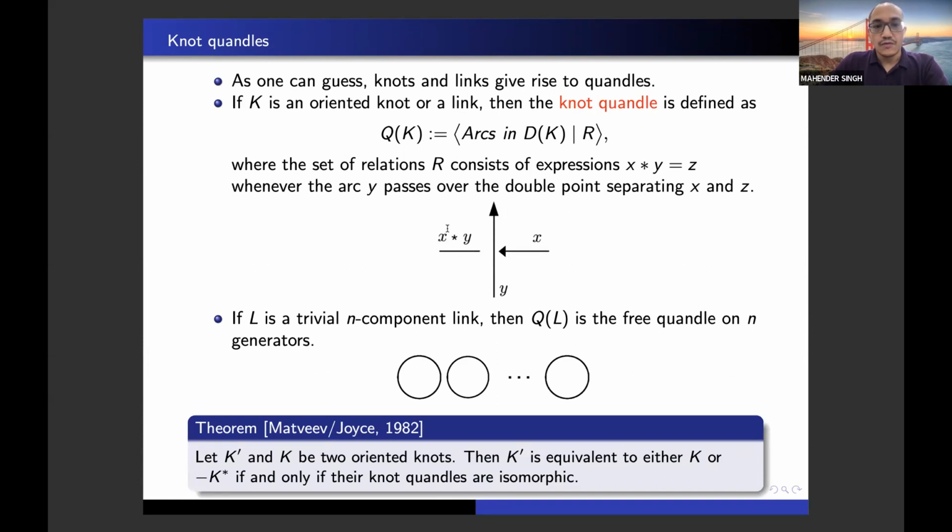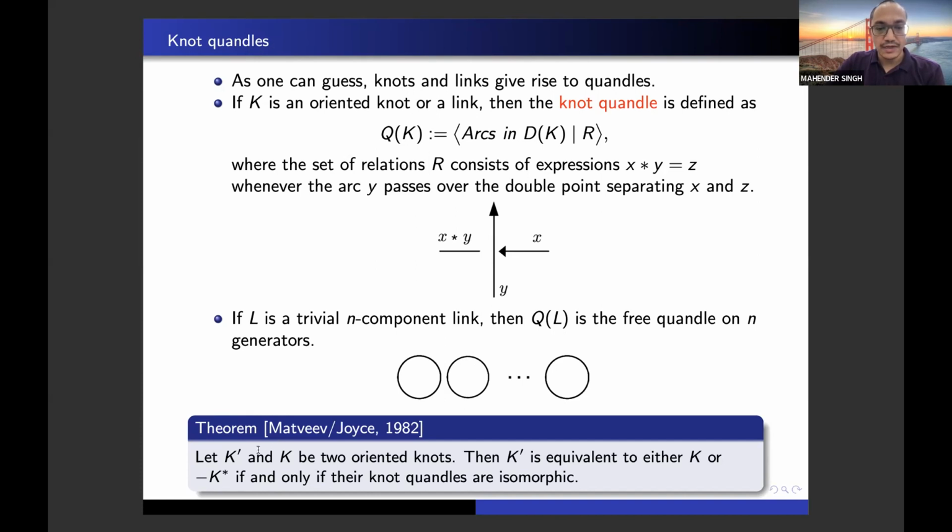So if y is the over arc separating the arcs x and z, then z is x star y. It requires some effort to check that it's independent of the diagram we choose, but it can be done. All this is attributed to Joyce and Matveev. For example, if you take the trivial link, there are no crossings, so no relations. So this is simply the free quandle on n generators, where n is the number of components in this trivial link.